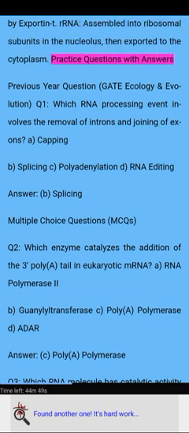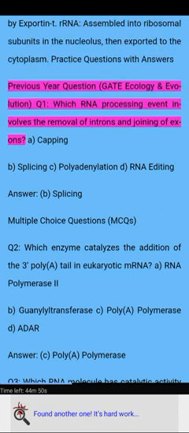Practice questions with answers. Previous year question, GATE Ecology and Evolution. Q1. Which RNA processing event involves the removal of introns and joining of exons?